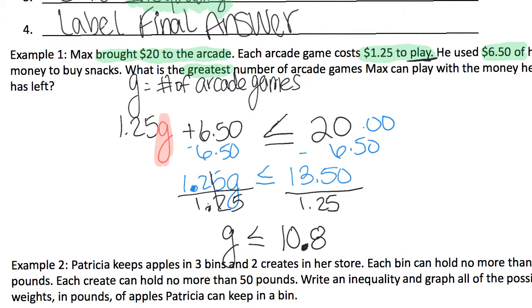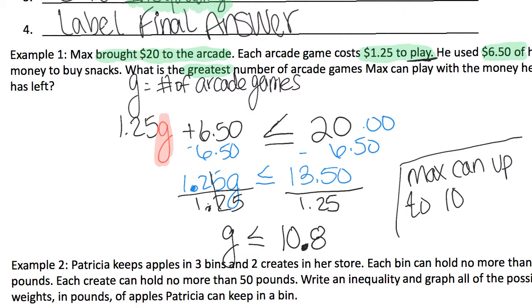Can he play 0.8 of a game? Can he play 0.5 of a game? No, he has to pay for either all of the game or none of the game. So when we label our final answer, we're going to say Max can play up to 10 games. We cannot round this to 11 because we don't have enough money for 11. 11 would be if we had like $20.25 to spend, but he doesn't have that quarter. So we cannot round up to 11, but we can leave it at 10. You're just going to have to be really careful here with the rounding.